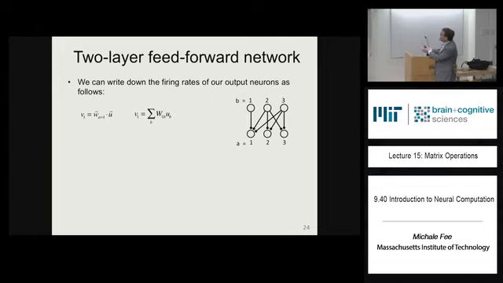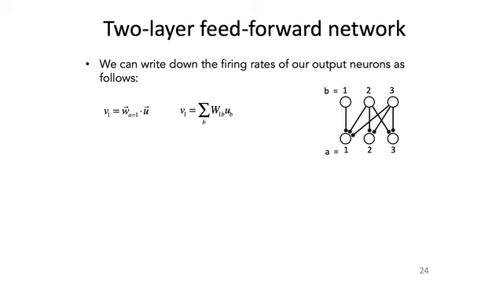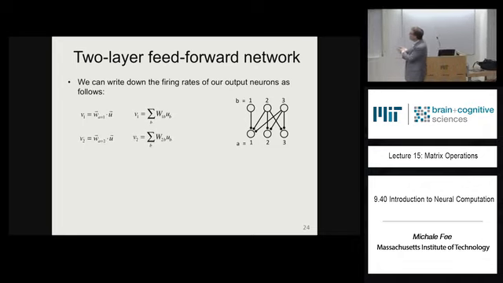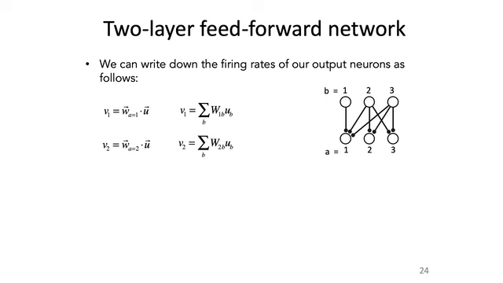The firing rate of this neuron here is going to be a dot product of the vector of weights onto it. So the firing rate of output neuron 1 is the vector of weights onto that first output neuron, dotted into the vector of input firing rates. And the same for the next output neuron. The firing rate of output neuron 2 is the dot product of the weights onto that output neuron 2 and the vector of input firing rates. Same for neuron 3.